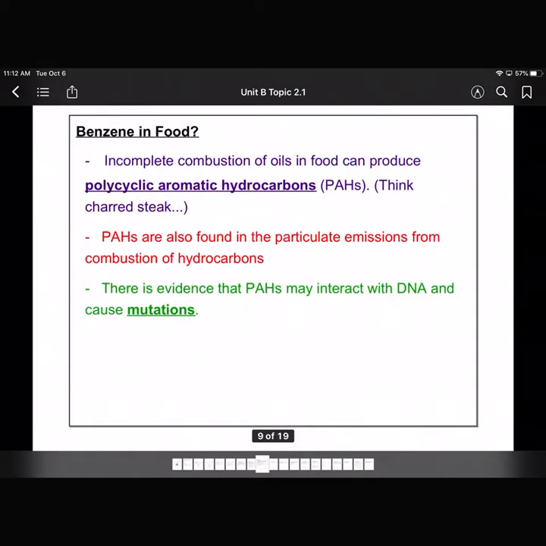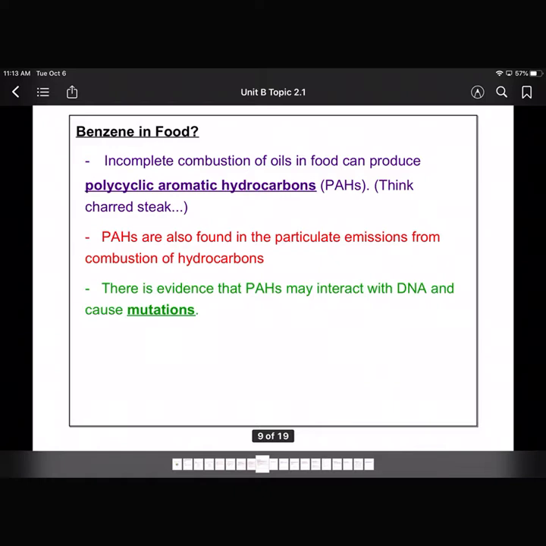Anyway. Benzenes in food. Incomplete combustion of oils in food can produce polycyclic aromatic hydrocarbons. Think charred steak. If you like things burnt, that's actually bad for you, because that's leaving that incomplete combustion. You're burning your food and it's actually not good because you're getting those benzenes into your body.